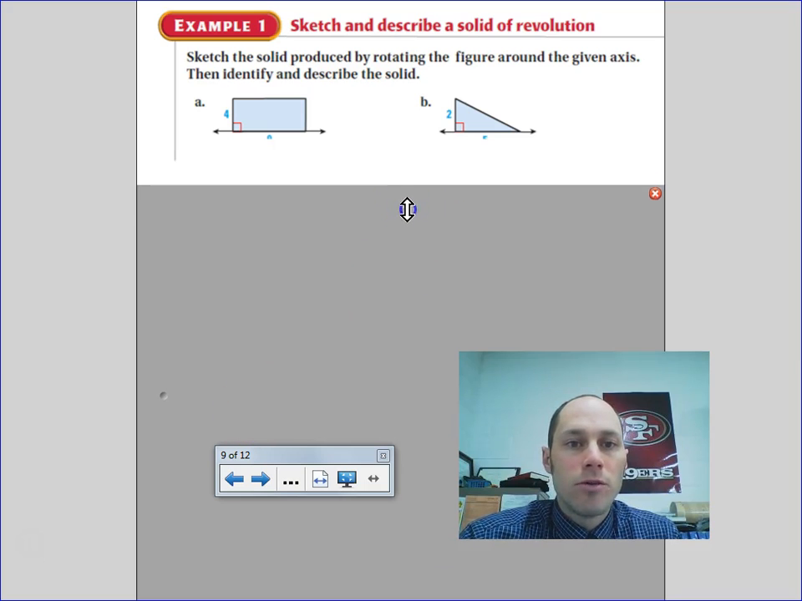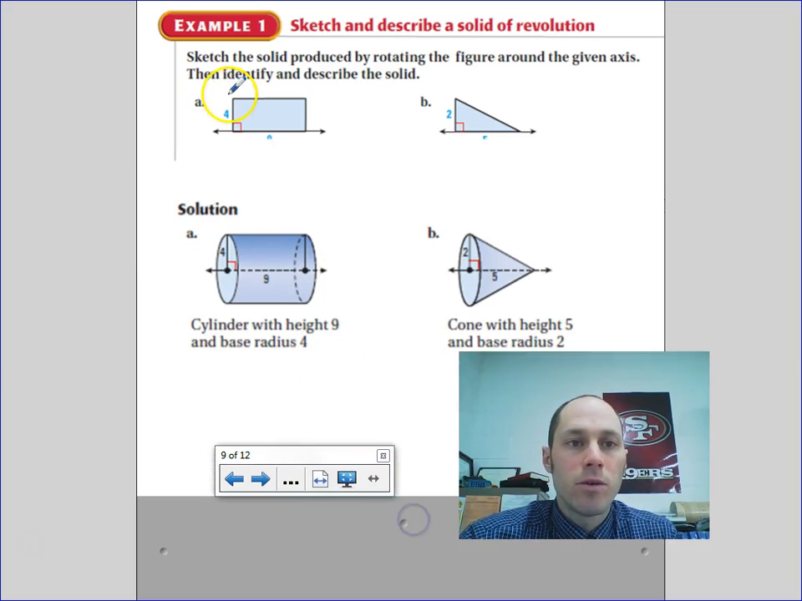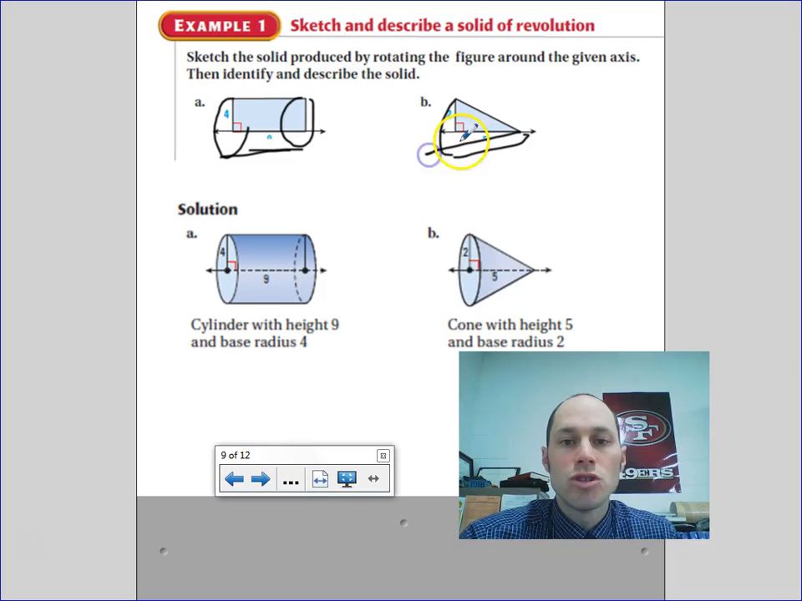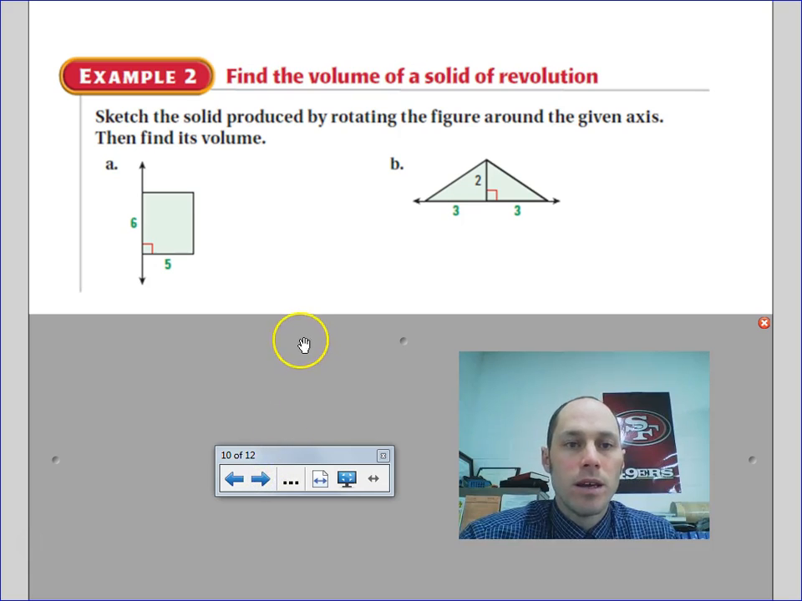All right, so if we take a look at what we have, if I rotate this rectangle, notice I've got that cylinder as it rotates around. You can kind of picture how that rotates. We've got that cylinder shape that remains with a radius 4, height 9. Same here with this triangle, it kind of rotates around, and we've got that cone shape with height 5, radius 2. Now let's finish up by doing the same thing, but see if you can calculate the volume. So pause the video, make a general sketch, and see if you can calculate the volume.